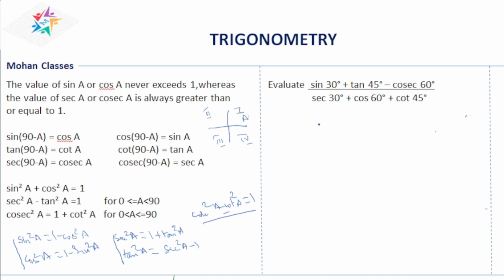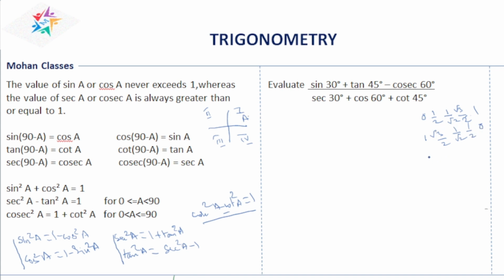Now, how will you remember the values? Already I told you, you should know 0, 1 by 4, 1 by 2, 3 by 4, 1. If you take the square root, as we have already seen in the first video, what will you get? Sin 0 is equal to 0. Sin 30 is equal to 1 by 2, sin 45 is equal to 1 by root 2, sin 60 is equal to root 3 by 2, and sin 90 is 1. If you write it in reverse, you get the values for cos: 1, root 3 by 2, 1 by root 2, 1 by 2, 0.